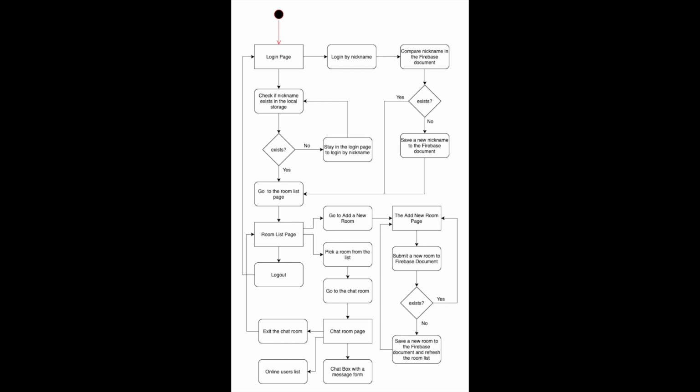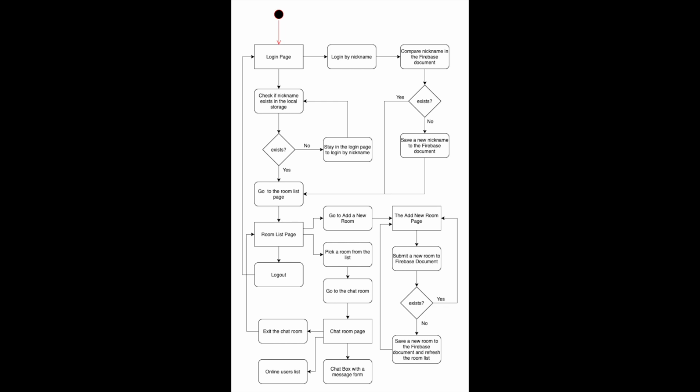The request from the login form will be compared with the user documents in the Firebase real-time database. If the nickname exists in the Firebase document, then it will go to the room list and set the nickname to the local storage. If the nickname does not exist in Firebase, then it will save the nickname first to the user's documents before going to the room list and setting it to the local storage.